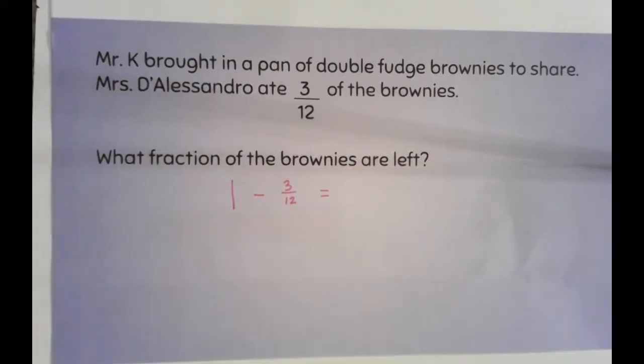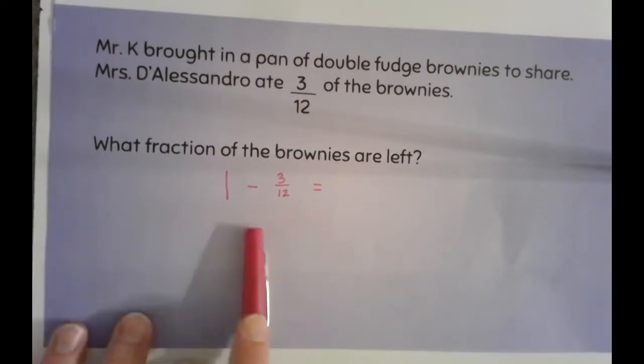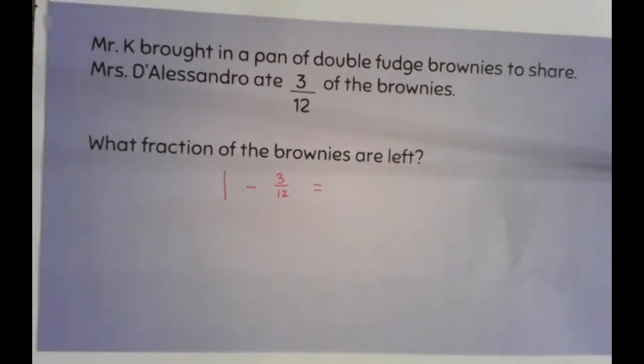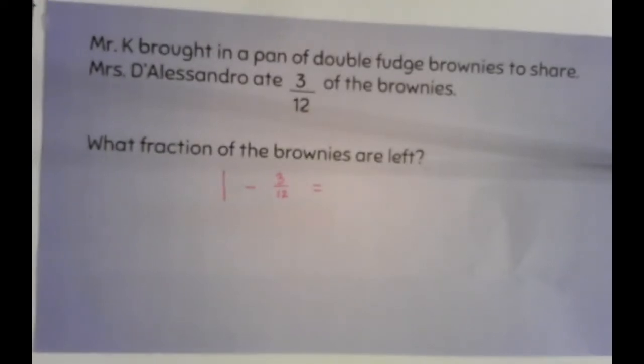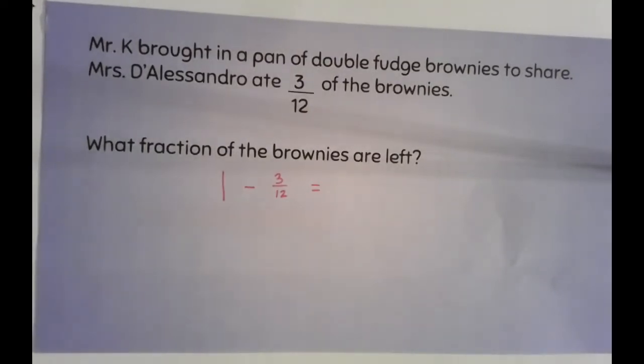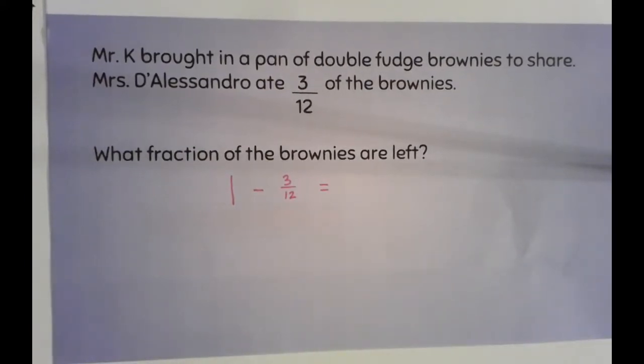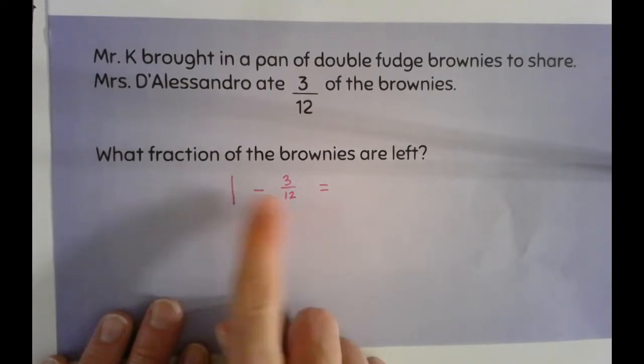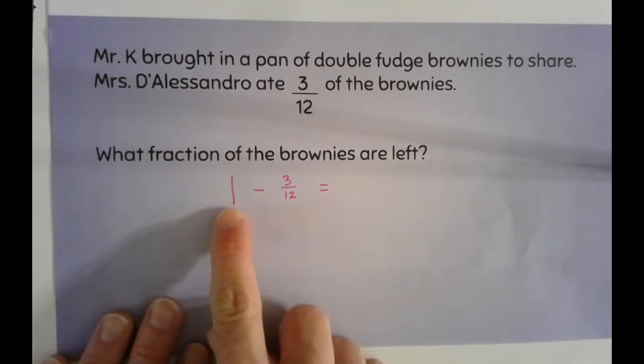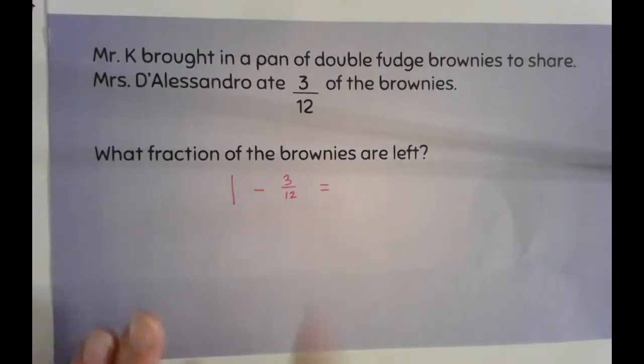Okay? Now, this is true. You can do one whole minus 3/12, but you're not going to be able to solve it the way that it's written. I'm sorry that it keeps getting blurry. Because if you remember when we added fractions together, in order to add fractions together, they have to have like denominators. So their denominators have to be the same. In this situation, the denominators are not the same. This is a one whole. It doesn't even have a denominator. So you wouldn't easily be able to subtract it.